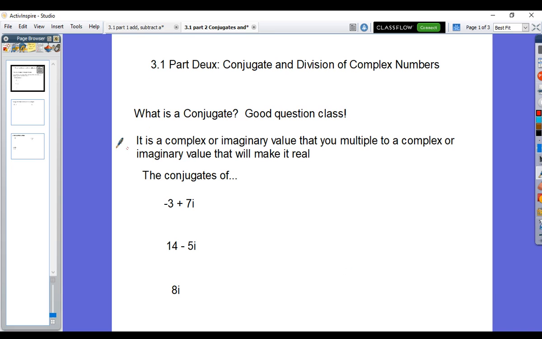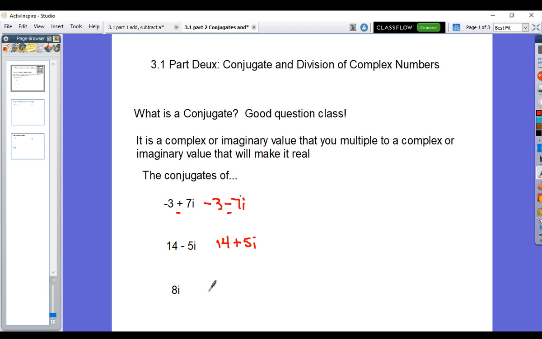So let's look at it. A conjugate of this is the exact same thing, but with a negative sign. So it'd be negative 3, but then we switch this to minus 7i. What will make it a conjugate is when we switch these signs right here, and we'll see in a bit why. So the conjugate of this one will be 14 plus 5i.